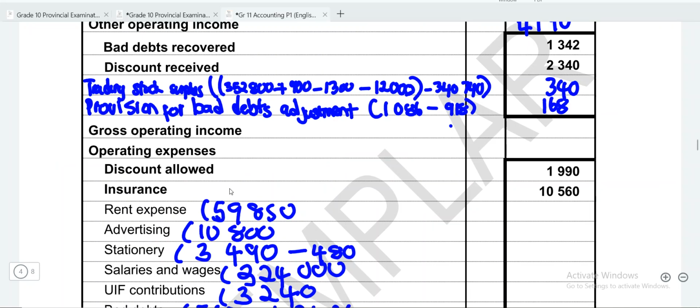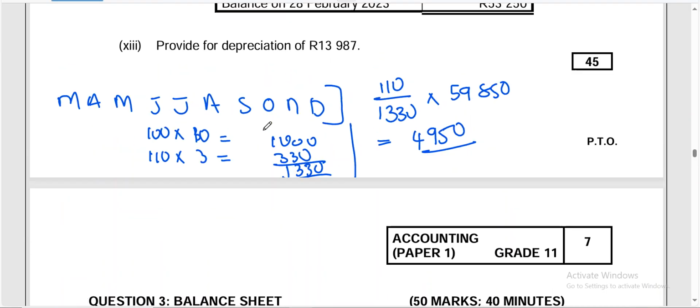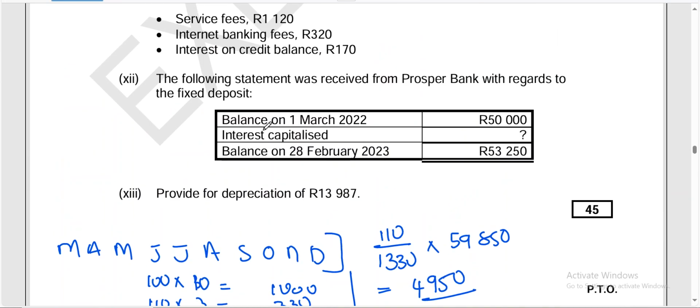So I'm going to subtract it here, minus 4,950. I think this was the most challenging exam for grade 11, because it has got all the tricks that learners normally struggle with.